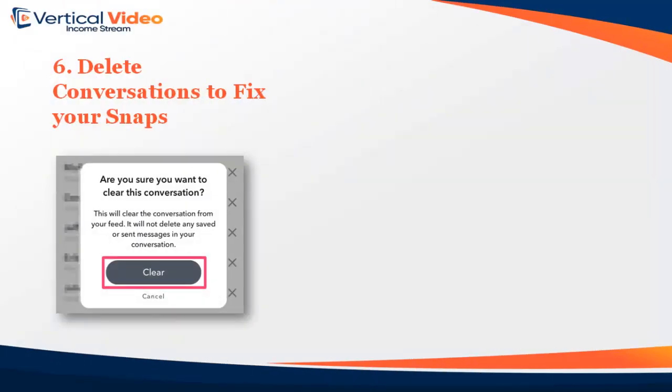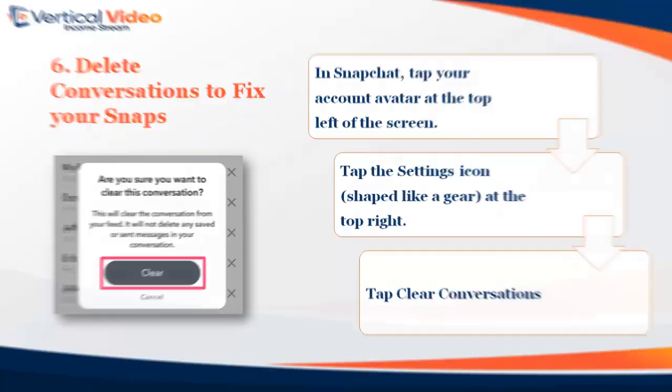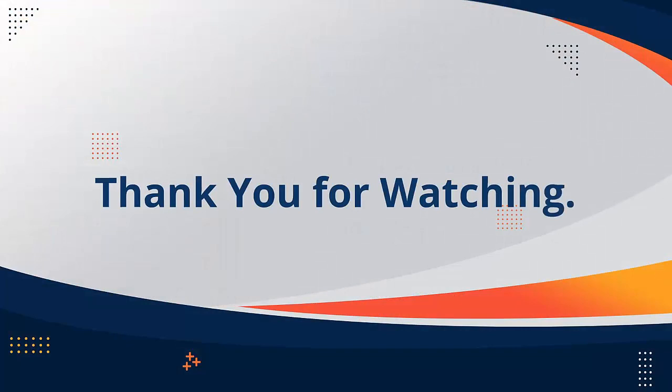6. Delete conversations to fix your snaps. In Snapchat, tap your account avatar at the top left of the screen. Tap the settings icon shaped like a gear at the top right. Tap Clear Conversations.